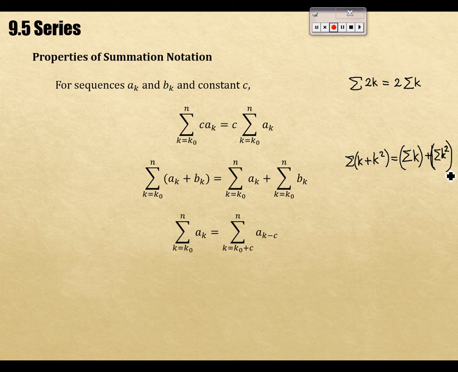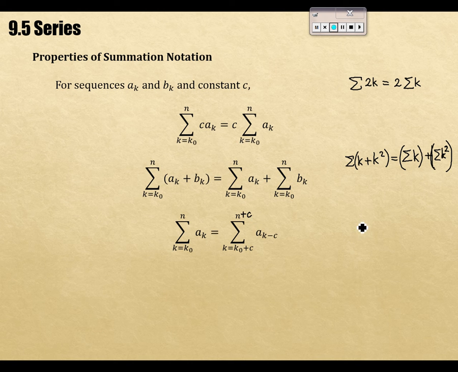Here's a third property I think is interesting. This should say plus c up here. I might call this the re-indexing property. This means that you can rewrite a sum using any set of indices that you like, provided that the sum is still the same. As long as the sum is still the same.